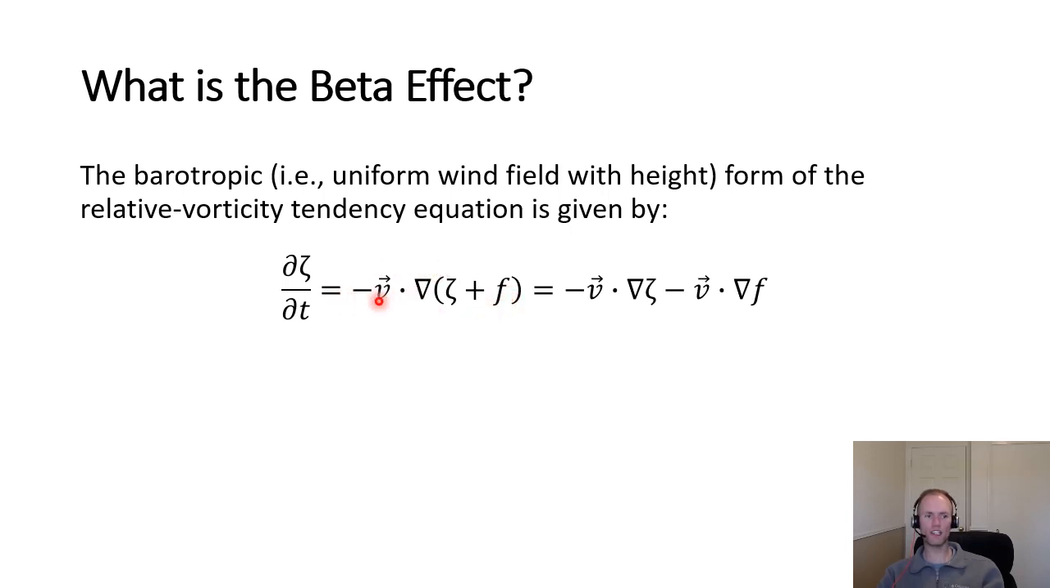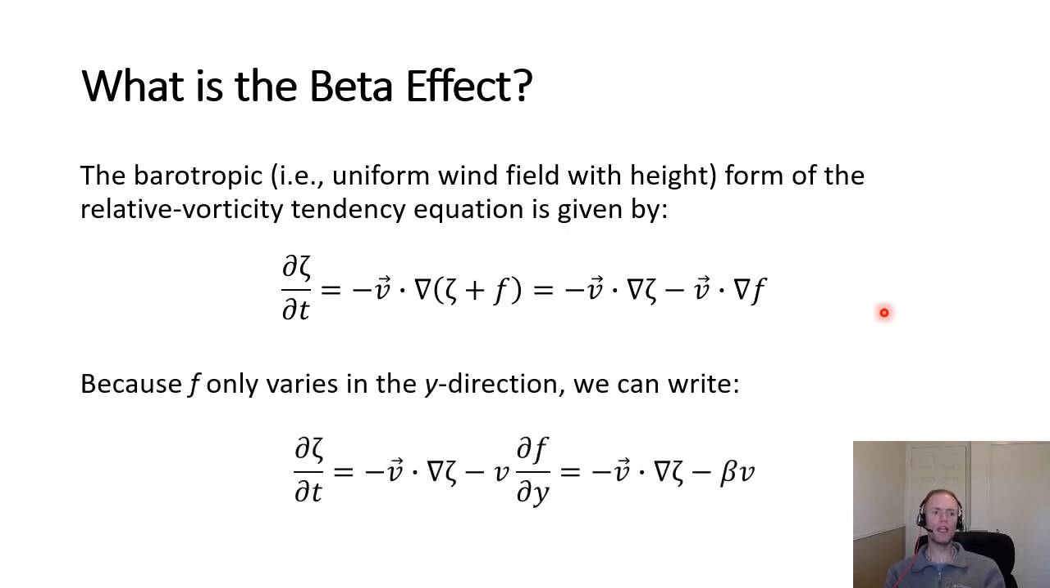We can distribute this advection operator to each one of these terms, and we get the two right-hand side forcing terms. The advection of relative vorticity, which we can view as the motion of the tropical cyclone governed by the large-scale wind, and the advection of planetary vorticity, which, as we'll show in just a moment, is our beta effect term, because the Coriolis parameter only varies in that north-south direction. So if we break this down, we get a minus u partial f over partial x, minus v partial f over partial y, and if we had a vertical term, we'd have that there as well.